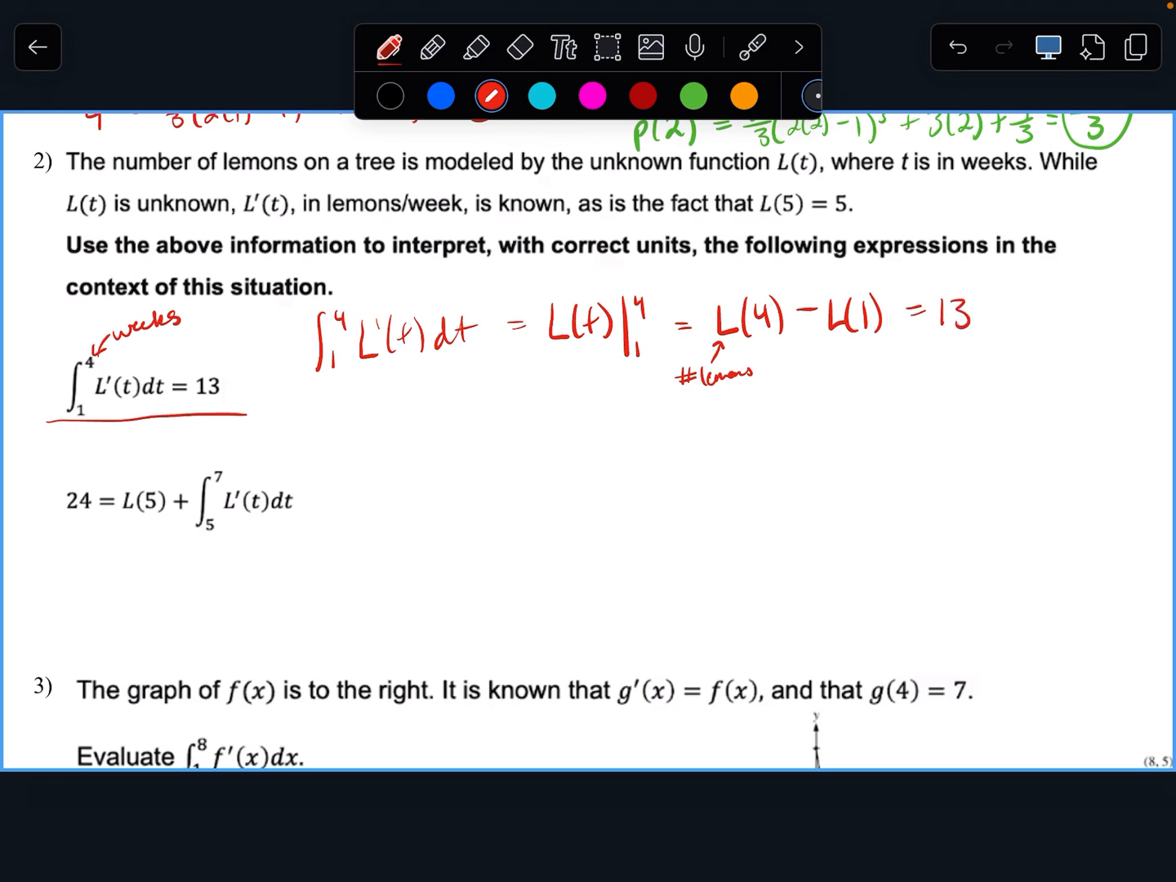So if you're dealing with L, you know that it's going to be just straight up lemons. It's not going to be a rate. But then you have to conceptually talk about it. Basically what's happening is between 1 and 4 weeks, you got more lemons, right? Because subtraction means change. So the change in lemons from 1 to 4 is 13. If you were to say this to a non-math person, you would say between 1 and 4 weeks, the number of lemons increased by 13, on the tree.